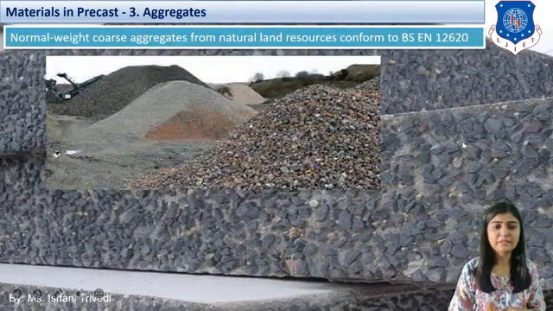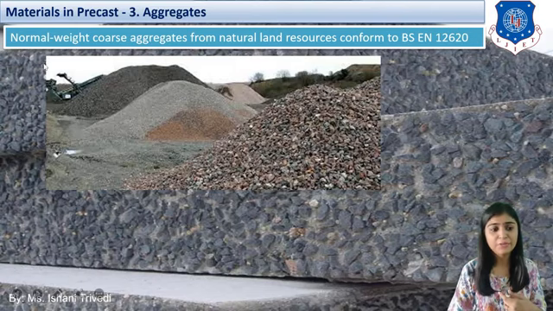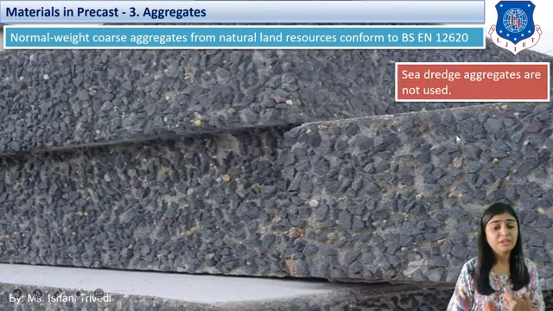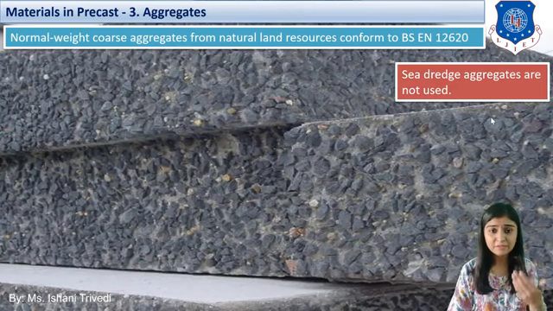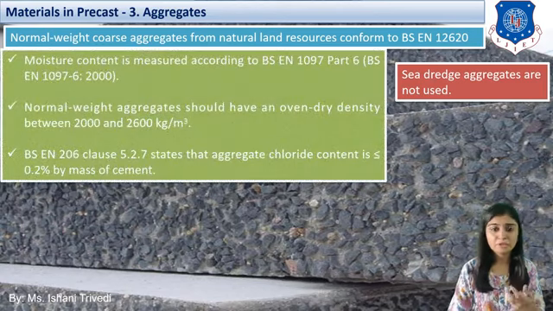Next we have aggregates. Now students, I think aggregate is very much clear to you. Normal weight coarse aggregates are generally used. They are available from natural resources, or they can be artificially made. You cannot use the aggregates which are obtained from sea dredging, the dredging work which is done in the sea, because those are not suitable. Moisture content has to be measured according to the BS code, which is 1097 part 6.